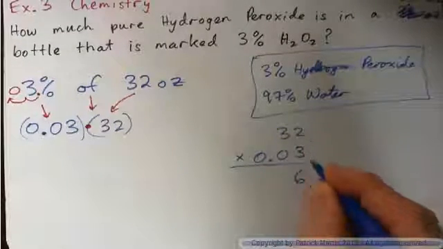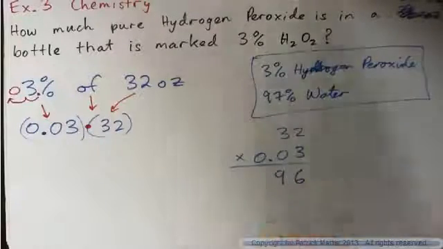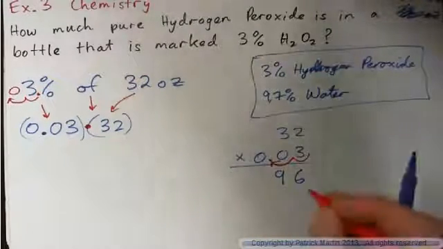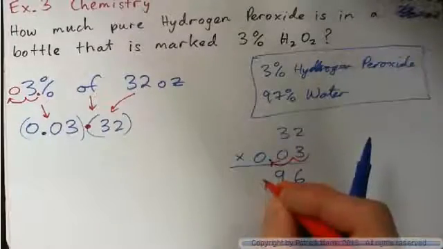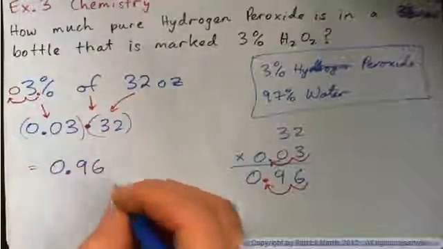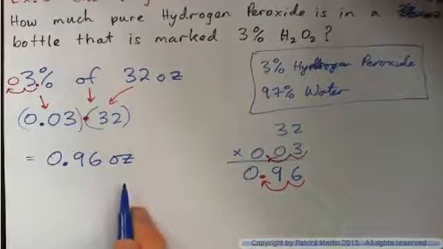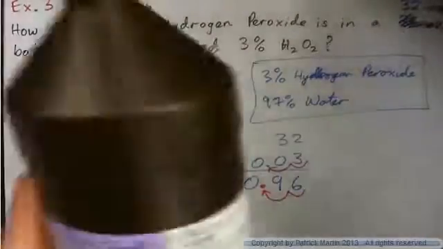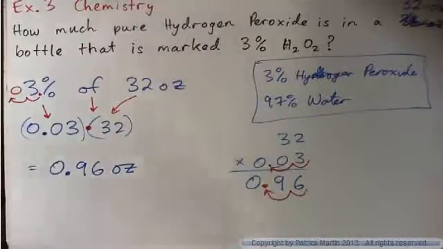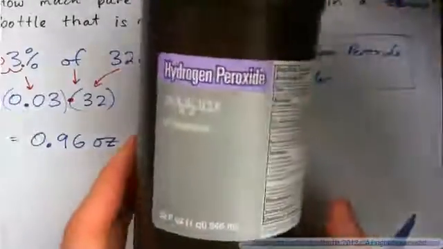3 2's is 6, 3 3's is 9, and then 0 times that, we get a whole bunch of zeros. Let's not bother with that. We have two decimal places in the question, so we're going to have two decimal places in the answer. So 0.96. The answer is 0.96 ounces of pure hydrogen peroxide is contained in this bottle. Okay? And so, almost 1 ounce. So basically, if you took 1 ounce of pure hydrogen peroxide, put it in the bottle, and then filled it up with water, you would have the same concentration level.